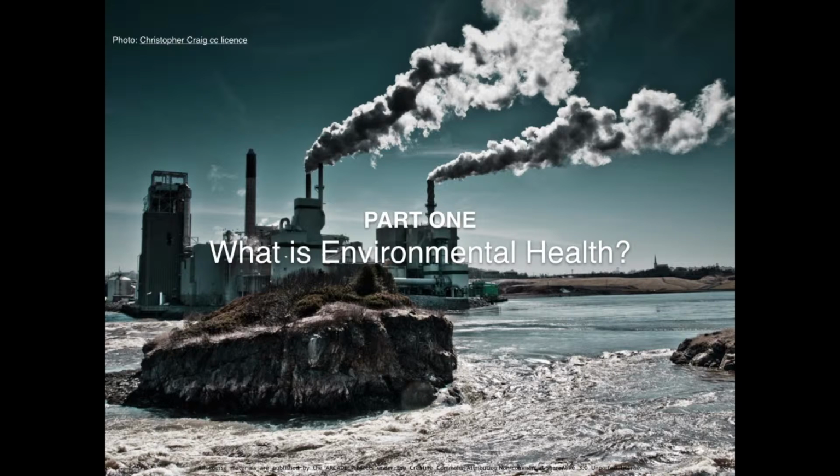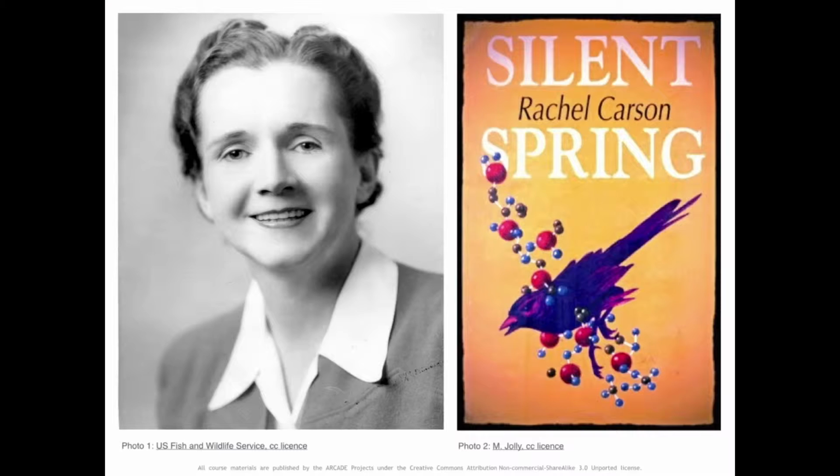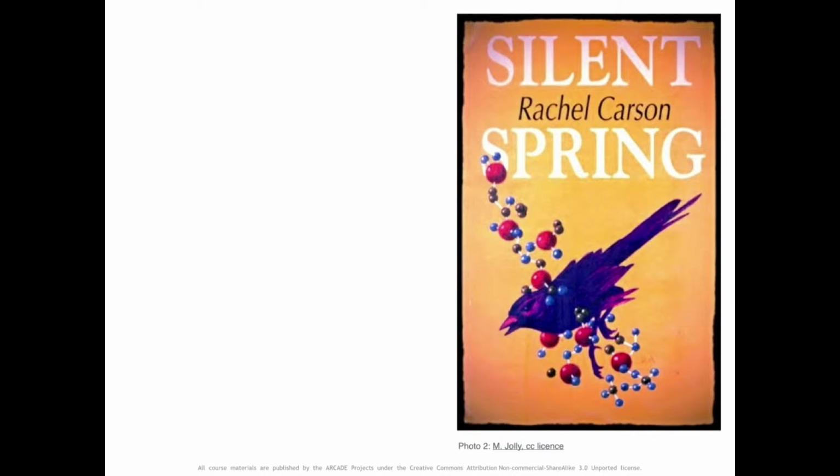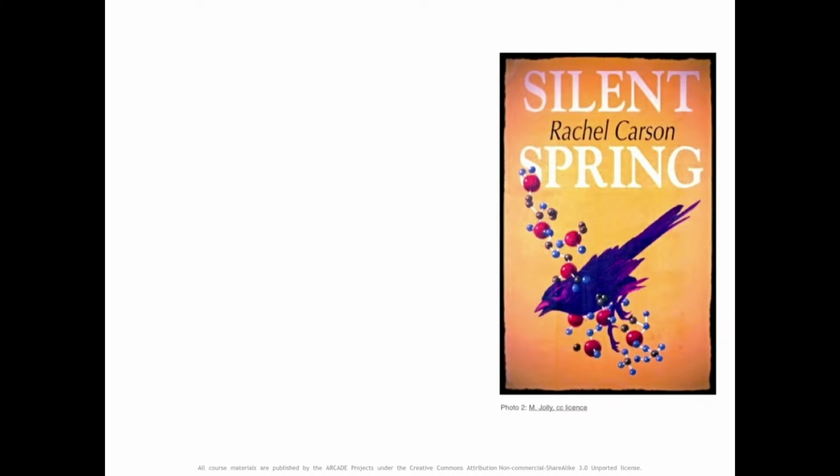Part 1, what is environmental health? Environmental health really started with the publication of Silent Spring, written by Rachel Carson in 1962. This book created an awareness of the environment and its state of health. It was the first environmental intervention, and it led to activists and the creation of the environmental movement, which we will hear more about in part 3 of this lecture.